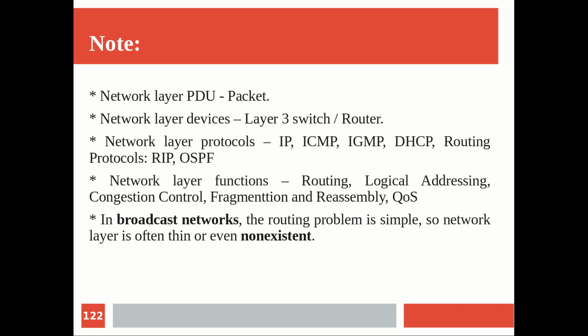Like in broadcast network, the routing problem is simple. So network layer is often thin or even non-existent. Okay, so why so? Because broadcast network, in the sense you are just broadcasting your information, you are not doing any routing, right? Broadcasting in the sense, simply you are sending to all your neighbors, and whoever wants it will take it, others will simply ignore it. So that kind of a concept.